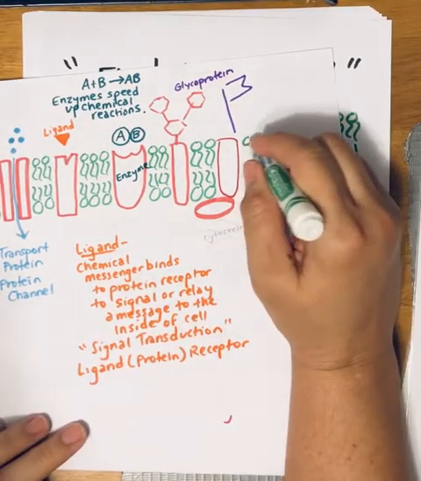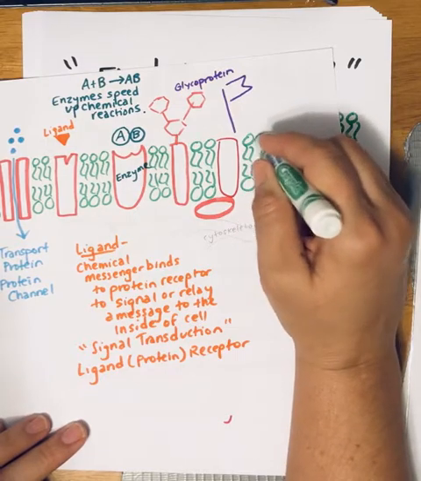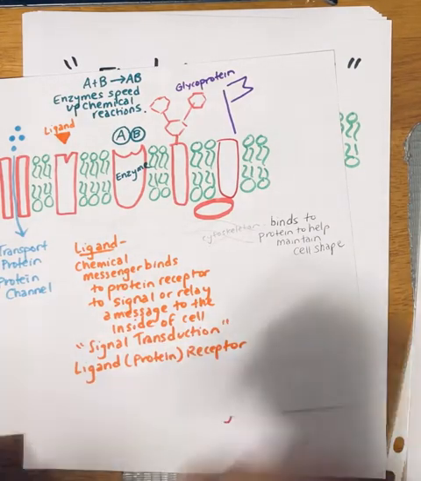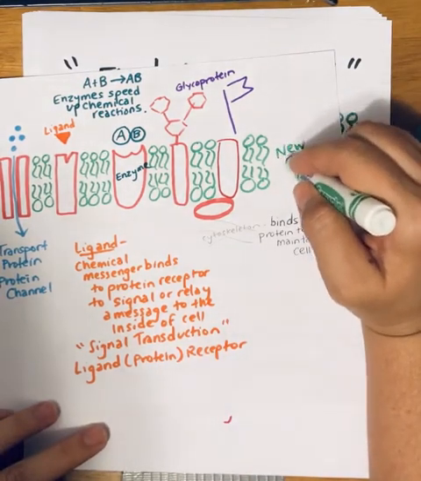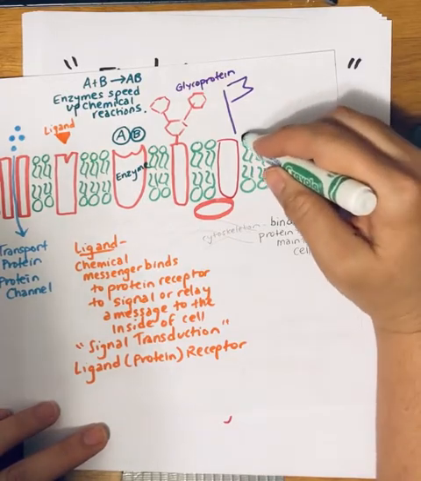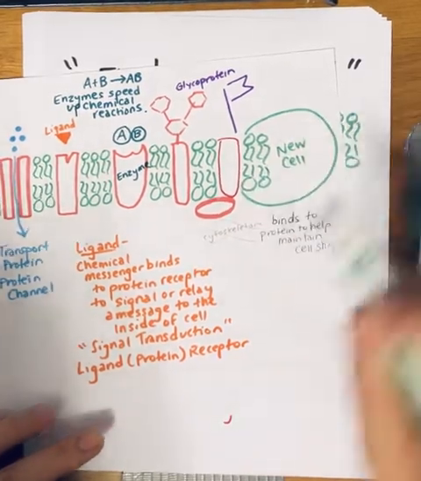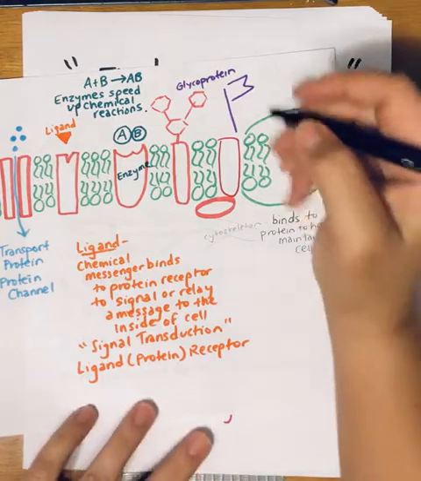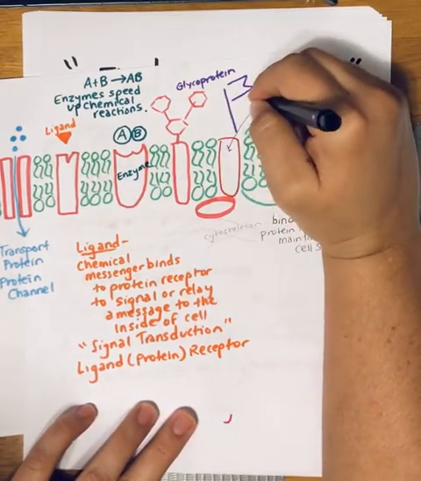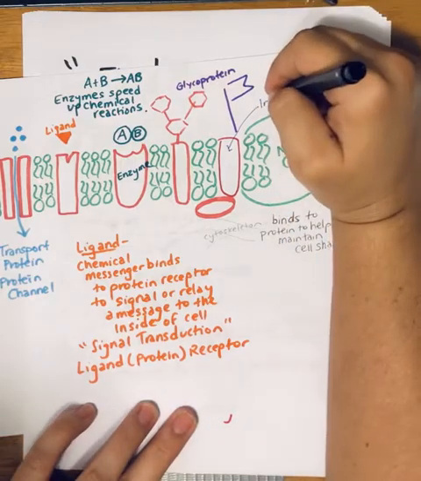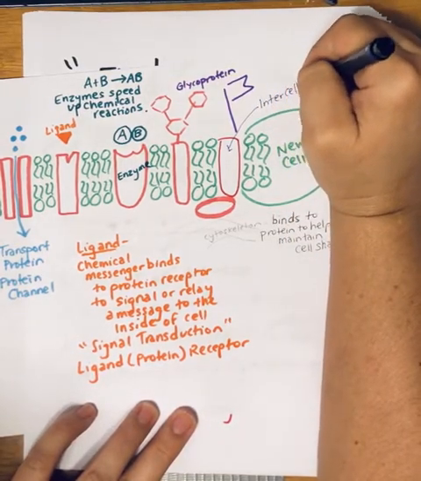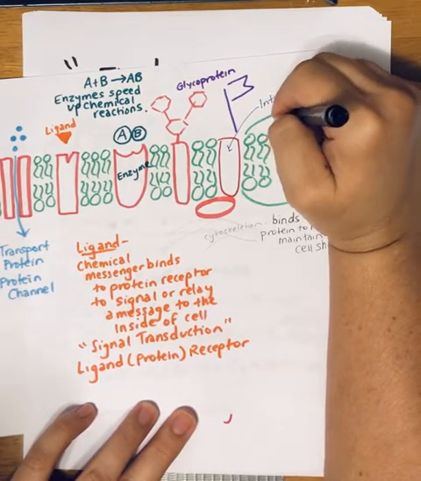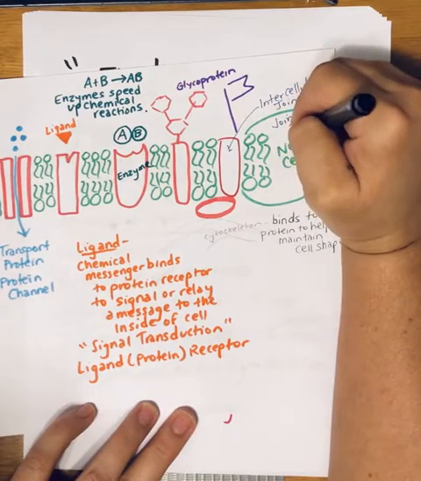So cells are literally attached through proteins, intracellular joining. So over here, we can just literally write a new cell. And the function of this protein right here is intracellular joining. Literally, it just means it joins two cells.